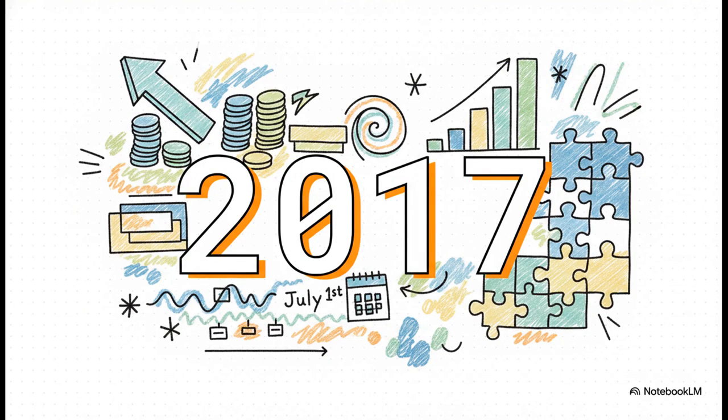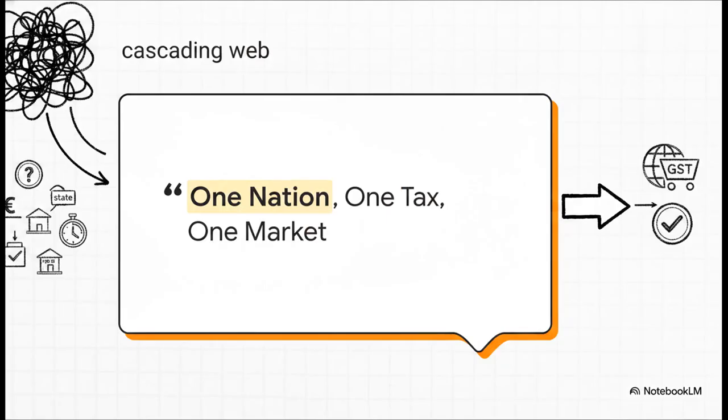July 1st, 2017. This specific date marks a massive, historic shift in how the government collects its revenue through indirect taxes. It was the dawn of a completely transformed tax landscape in India. The core philosophy behind this shift was brilliantly simple. One nation, one tax, one market. Before this, there was this confusing, cascading web of different central and state taxes.